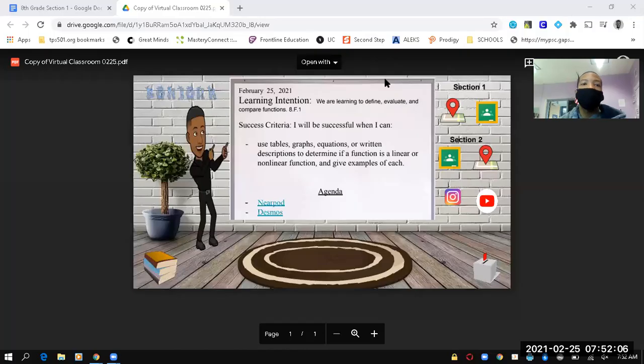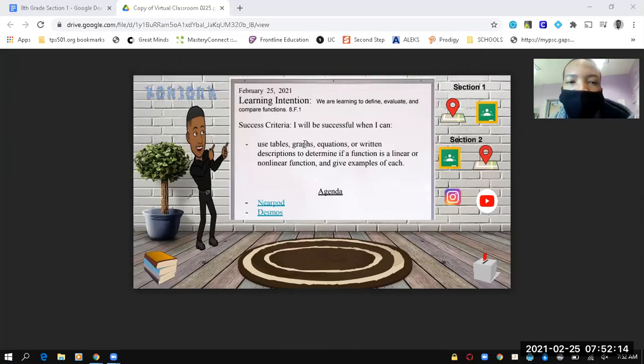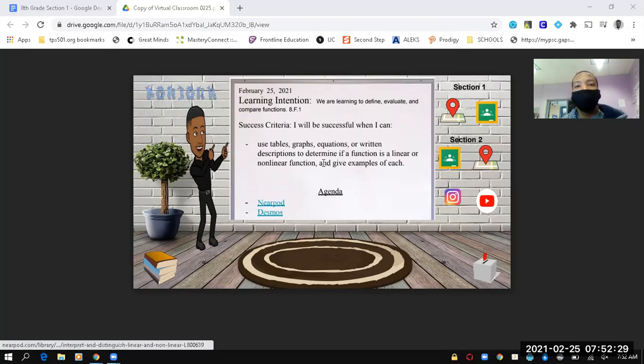All right, so from the sheet, you realize this is our learning intention: learning to define, evaluate, and compare functions. In order for us to be successful, we're going to focus on one thing today and for the rest of this week. It's using tables, graphs, equations, or other written descriptions to determine if a function is a linear or nonlinear function, and then also give examples of each. We'll go through a Nearpod activity and a Desmos activity.